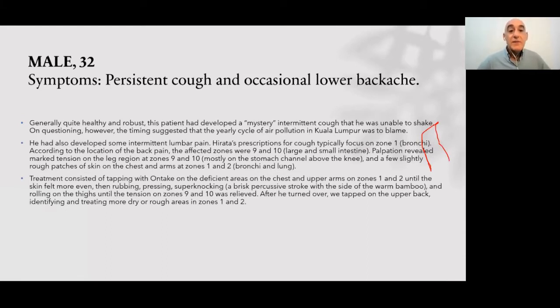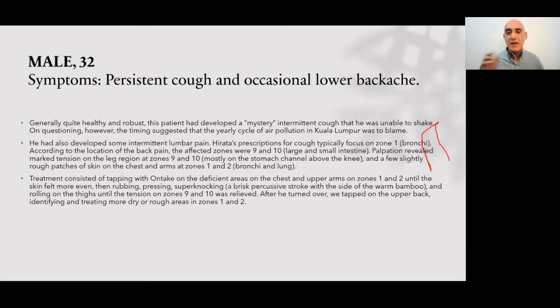He also developed some intermittent lumbar pain. So Hirata's prescriptions for cough typically focus on zone 1, the bronchi. And according to the location of the back pain, the affected zones were 9 and 10. So when we palpated around the leg, there was marked tension at zones 9 and 10, basically on the stomach channel above the knee, and a few slightly rough patches on his chest at zones 1 and 2, which are around here. So we tapped on those with Ontake, on the deficient areas on his chest and upper arm.